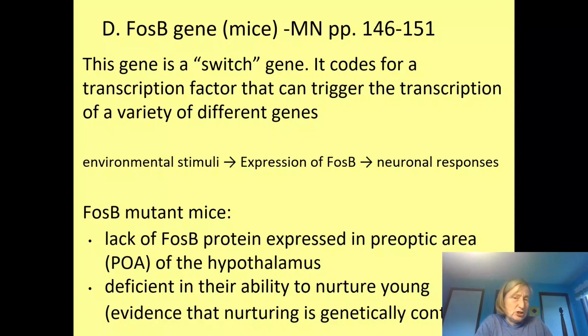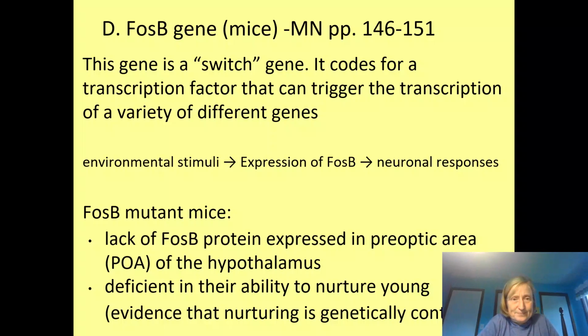Well, the FOSB gene goes something like this. Stimuli in the environment turn on the FOSB gene, and the FOSB gene then makes the transcription factor that regulates a whole suite of neuronal responses, if you will. And what's interesting about this gene is that mice that are mutant at this gene, in other words, have a mutation at this gene, don't make any of the FOSB protein.